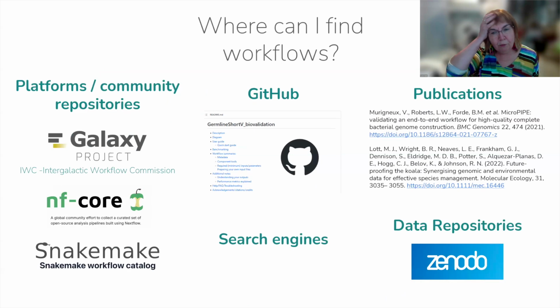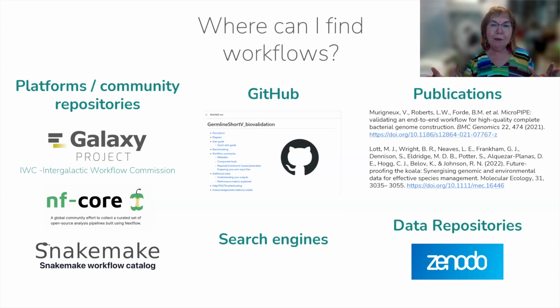So the question that we wanted to address was, where can I find workflows? There's a whole bunch of different places you can find workflows. You can find them in GitHubs, you can use Google, you can dig through publications, you can find them in data repositories like Zenodo, you can find them in dedicated platforms and community repositories such as NF-Core, for example, Nextflow workflows in the bio community, or Snakemake workflow catalog, and so on. But this is incredibly fragmented. And when you publish a workflow in a paper, it's a crapshoot whether you'll be able to find it.